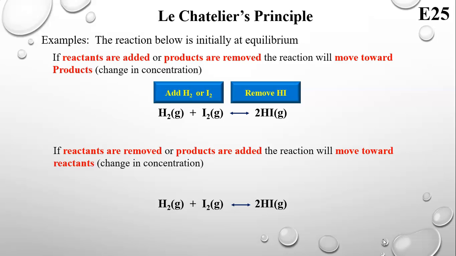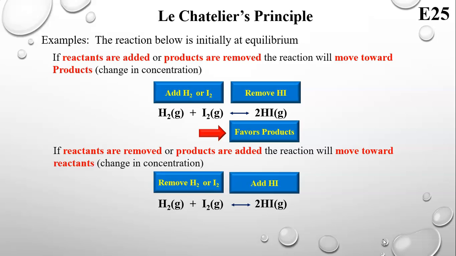So you add H2 or I2 and you remove HI, then that's going to favor products. It's going to move to the right. If you remove H2 or I2 or add HI, that's going to favor reactants. It's going to move to the left.